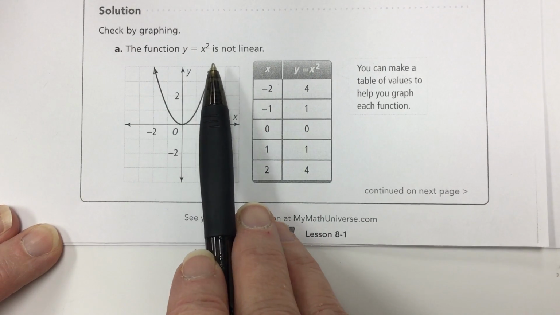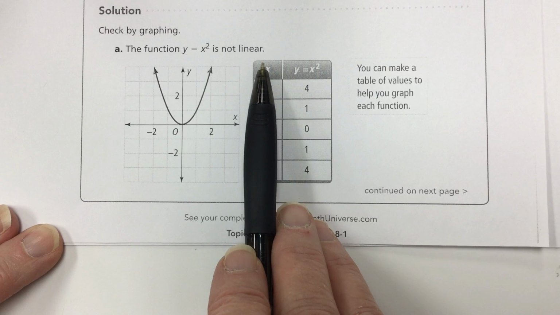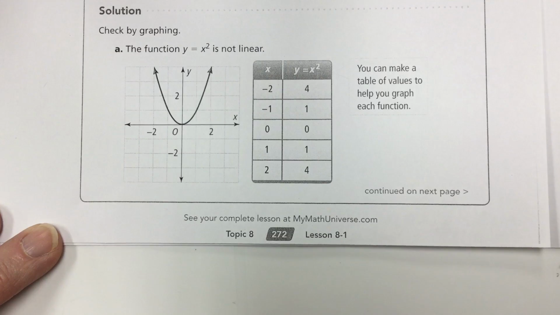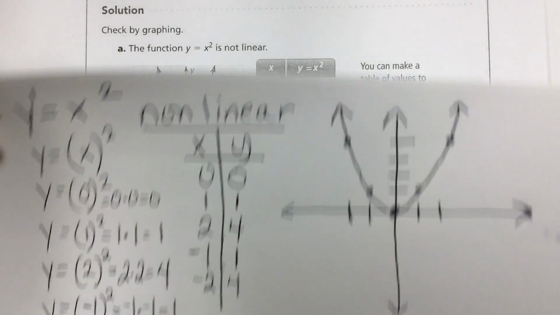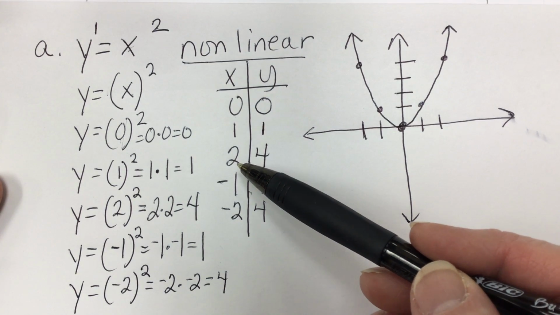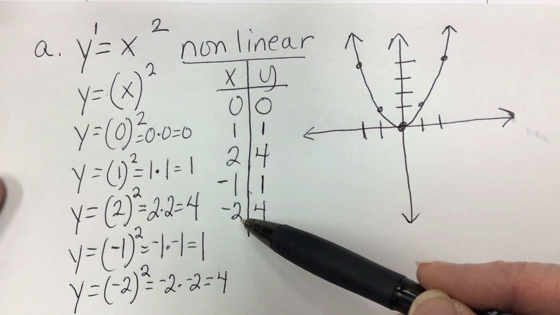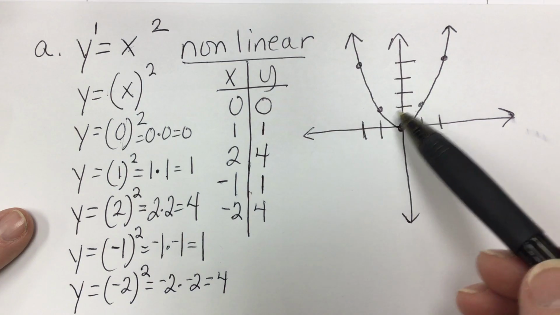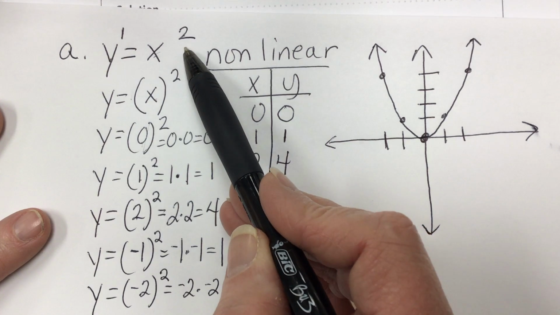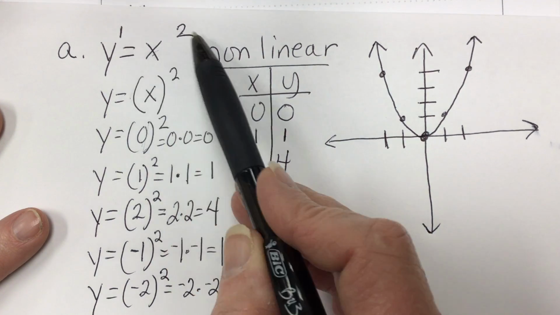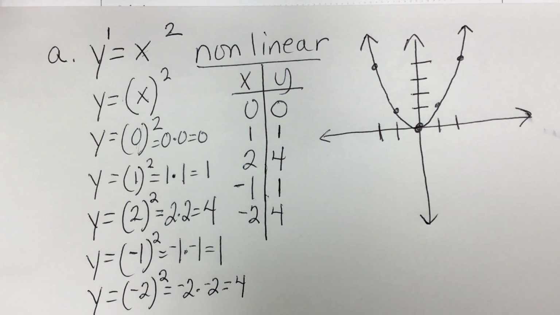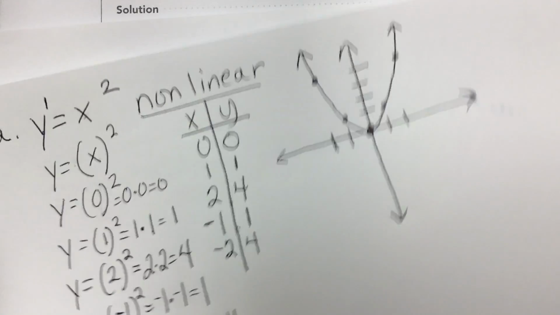This function y equals x squared is not linear. We made tables of values, and that helped us graph. So you see, I chose, first of all, 0, 1, and 2, but then I also chose negative 1 and negative 2, so that you could see what it was doing on the left side of the graph. So anytime you have an x squared, one of them squared and one of them to the first power, it's going to be a U. Okay, next, let's look at B.